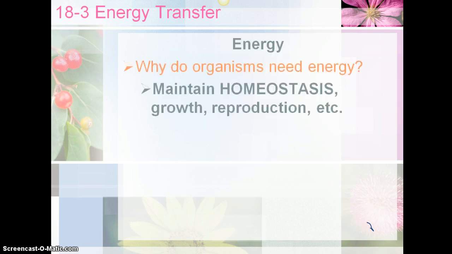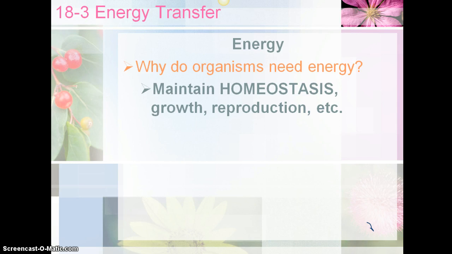Hello class. Today we're going to be going into Chapter 18, Section 3 with energy transfer, looking at food chains and food webs and how energy goes through a system in ecology. So first, just energy and the definition and why do we need it. It maintains homeostasis, which, if you remember back, we've done this since Chapter 1, is a stable internal environment.